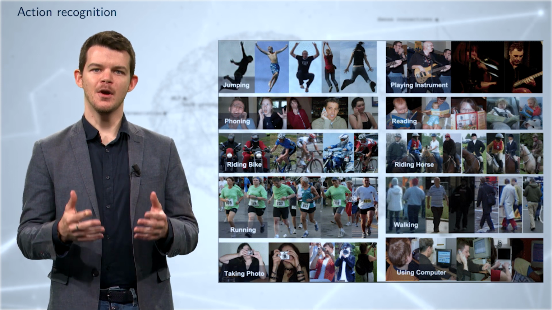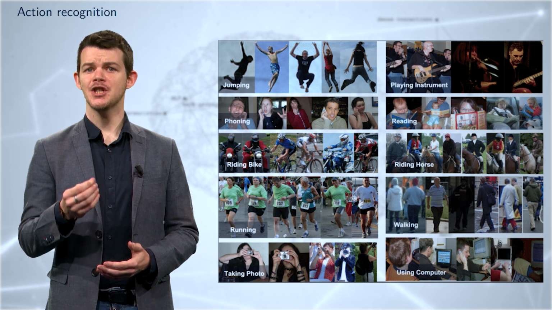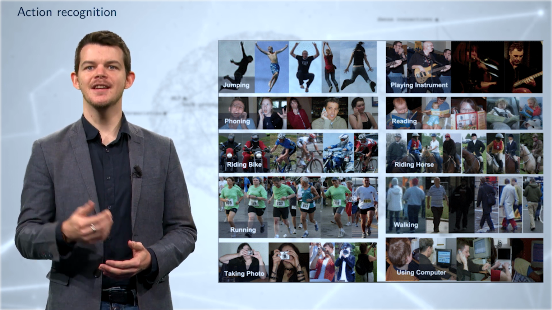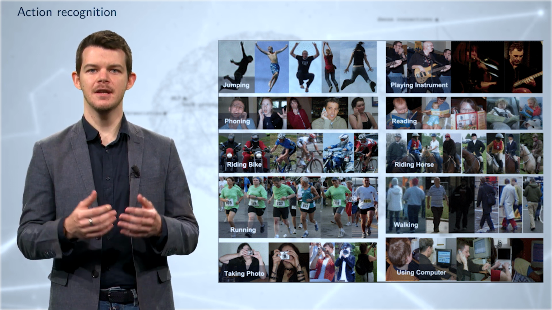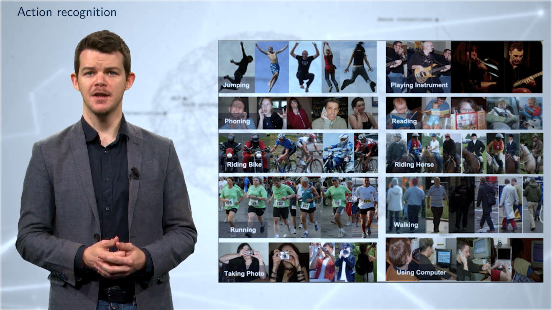Here are some examples of action detection. For each action, the images in which the action has been identified by the algorithm are displayed. Here, the set of actions is limited, which leads to good predictive performances.